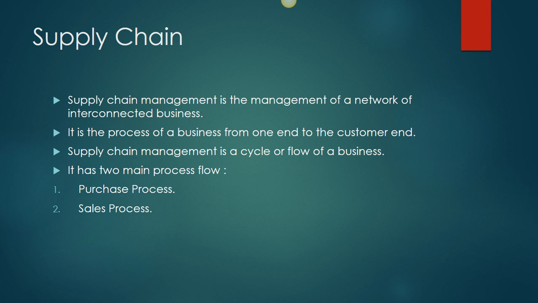To make it clear, let me explain the cycle a little more elaborately. If I am doing a business, I buy a product from the vendor and I bring that product to my inventory and store it there. Then I sell those products to the customer. So this is a routine cycle which we do in a business. There are two main process flows: the purchase process and the sales process.